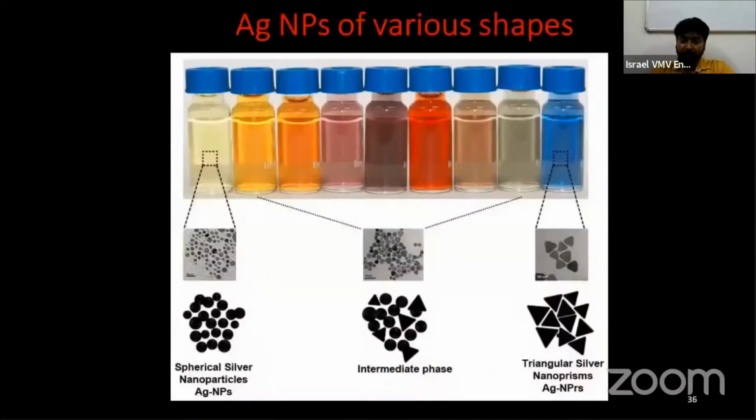You see, silver nanoparticles of various shapes I showed. See, this is spherical shape on the left side and prism shape on the right side. You find change in the color from yellow to blue. It means that we are covering most of the spectrum.